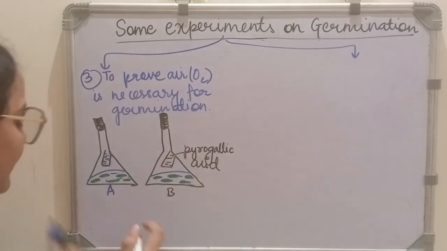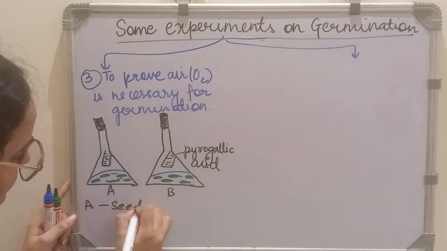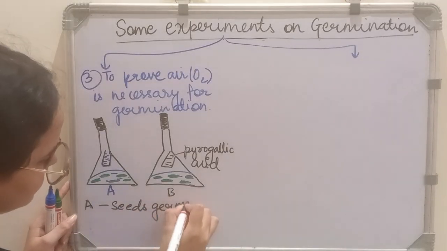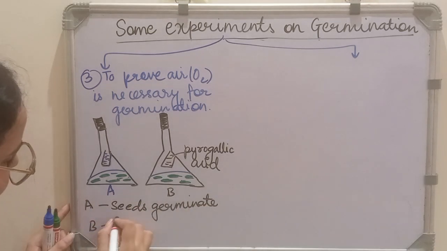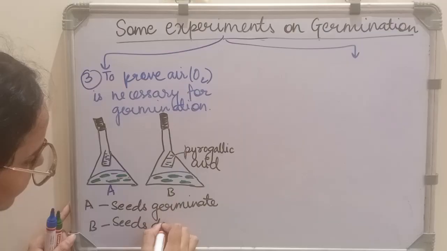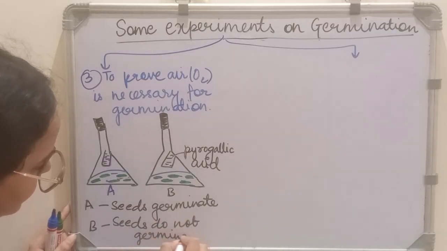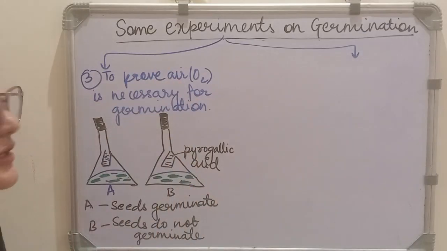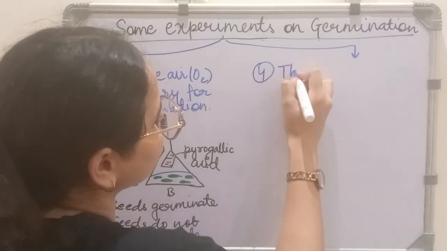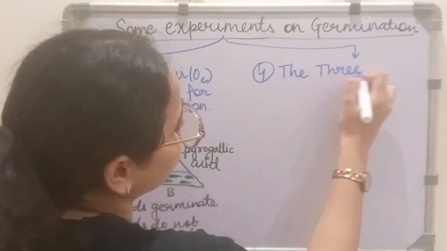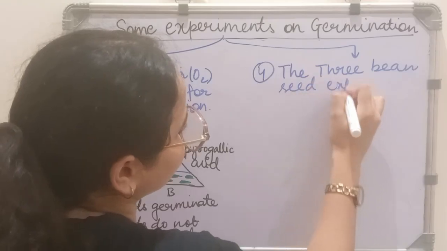So let's write it down. In A, seeds germinate. Okay. While in case of B, seeds do not germinate. Okay, I hope it is clear. Now let's study about the fourth experiment, which is the 3 bean seed experiment.